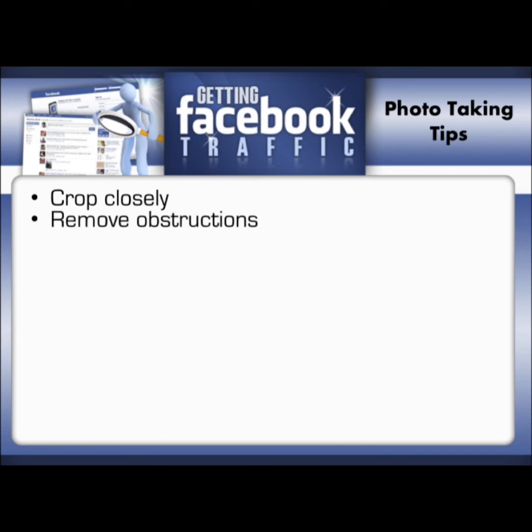Remove any obstructions. All that means is look through the camera at what it is you're going to take a picture of. Is there anything in the picture that does not need to be there? Is there anything that the picture would look better without? That's one of the big differences between a pro photographer and an amateur photographer. The amateur is just taking snapshots of whatever's there. The pro photographer looks at the scene and says, hey, you know what? That pen that's on the floor right there, that doesn't need to be there. Let's get rid of it.